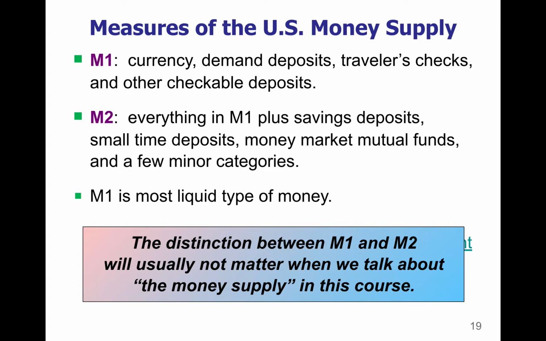M1 is the most liquid type of money. M2 is fairly liquid, but when you remove money from your savings, even if you can do it quickly at an ATM, you also have the opportunity cost of giving up potential interest that you were earning on your saved money.